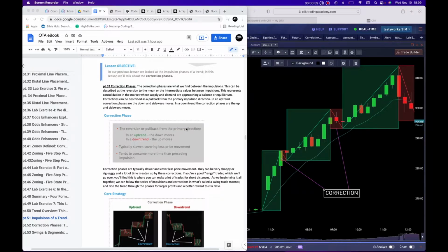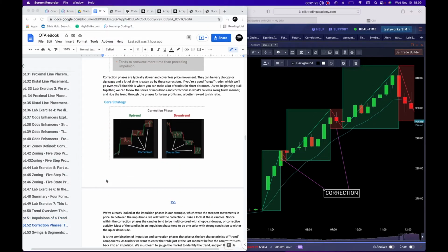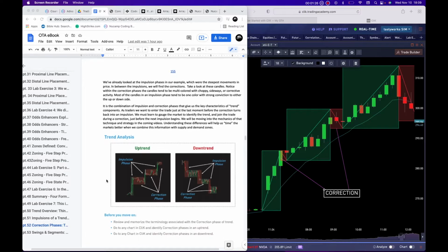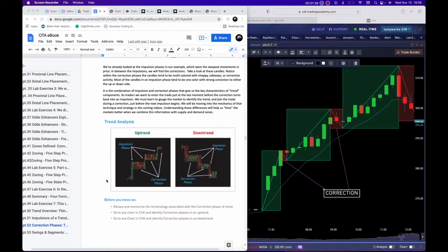If you're a good range trader, which we'll go over later, you'll find this is where you can make a lot of trades for short distances. As we begin tying all of this together, we can follow the series of impulsions and corrections in what's called a swing trade manner, and we can ride the trend through the phases for larger profits and a better reward to risk ratio.